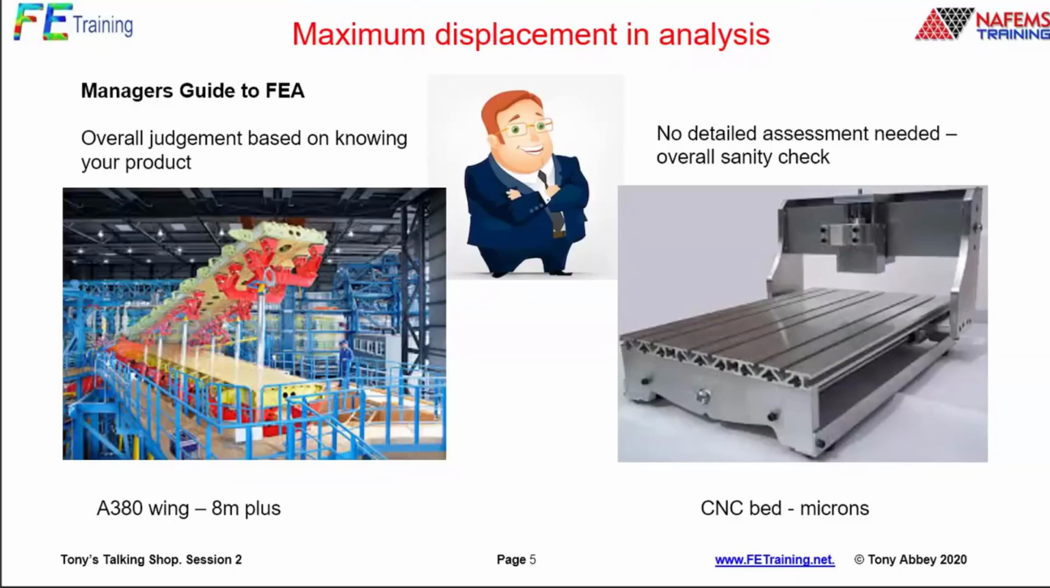And based on this, one of the key questions I teach these people to ask is, well, you know your industry, you know your product. So have you got something like an A380 wing, something which is pretty flexible, or something like a CNC bed, which is going to be definitely quite stiff? So we know that the A380 wing, there's a little guy standing here, I guessed he was about 2 meters tall. So scaling him up, I get about 8 meters deflection on that wing. And that's a pretty reasonable result. I'm looking for 8 meters.